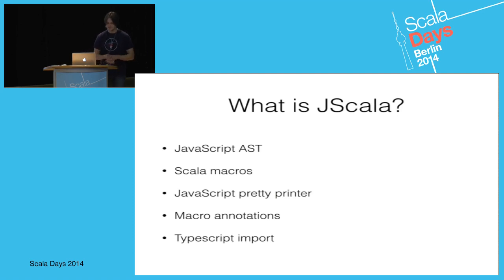What is JScala? It's basically a macro, or a couple of macros, that tries to convert Scala code into a JavaScript AST, abstract syntax tree, which then can be pretty printed to a string or even evaluated using Java's Rhino interpreter, for example. So what's included in JScala? It's basically a JavaScript AST to represent JavaScript, macros that convert Scala code into this AST, the pretty printer, macro annotations and TypeScript import. These are the features I'm going to show you with the code.